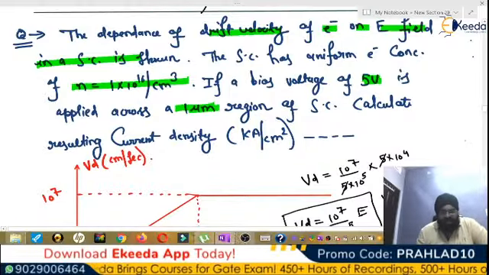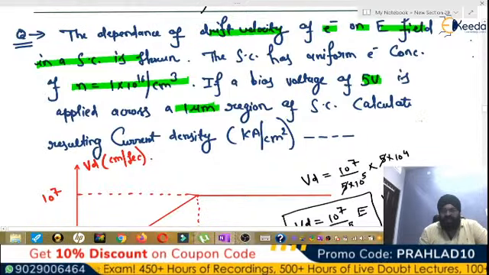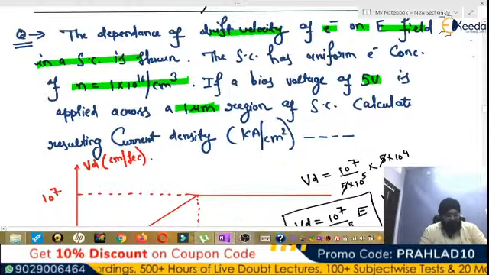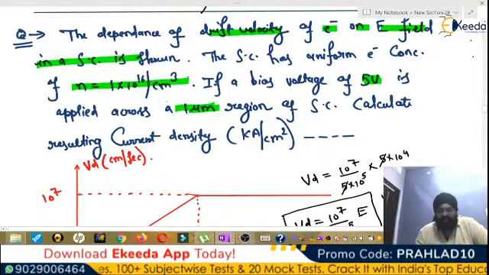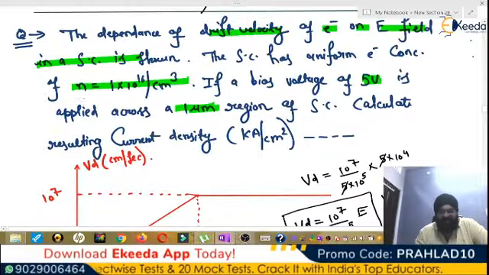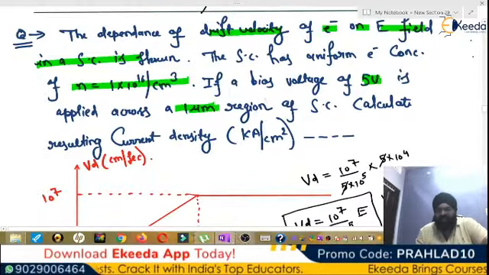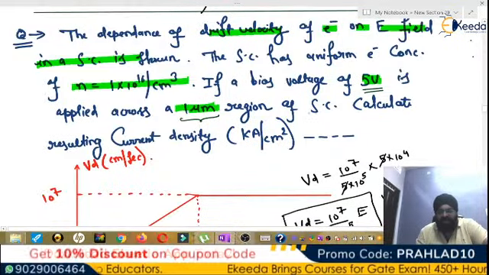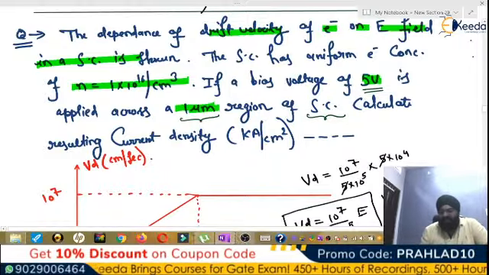Next question is, the dependence of drift velocity of electron on electric field in a semiconductor is shown in the figure. The semiconductor has uniform electron concentration of n equal to 1 × 10^16 per centimeter cube. If a bias voltage of 5 volt is applied across a 1 micrometer region of the semiconductor, then calculate the resulting current density.